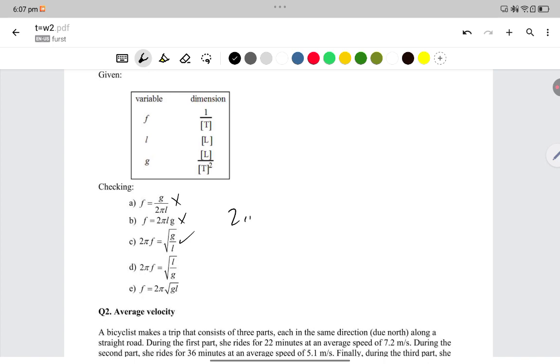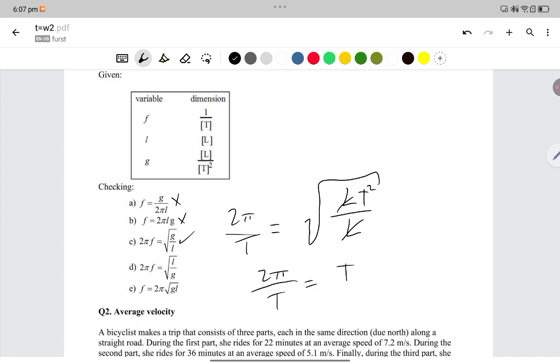So 2 pi f, what's f? 1 over t, right? 2 pi over t equals root L over G. So root L, small l maps to big L, G becomes L over t squared, because you're dividing it, you flip it, so t squared over L. The L's cancel out. You're left with 2 pi over t equals t. So it's wrong, they're the same.